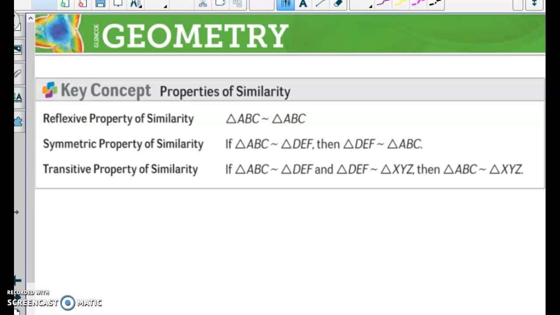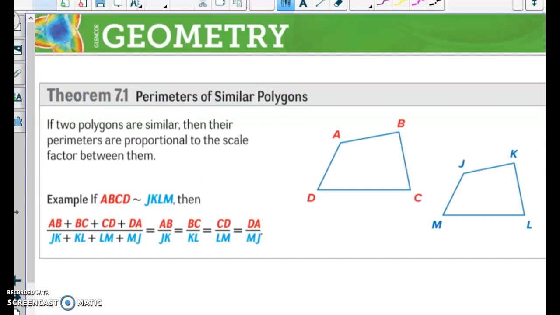So just like we did back when we were proving congruence and when we were talking about segments and angles, we have the reflexive, symmetric, and transitive properties of similarity. So some things never change, do they?